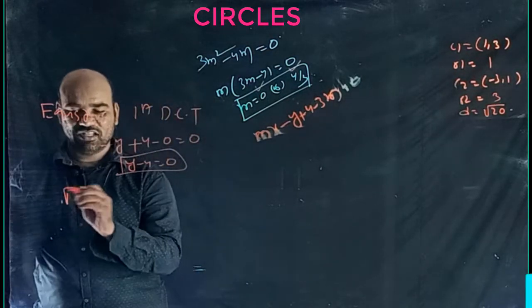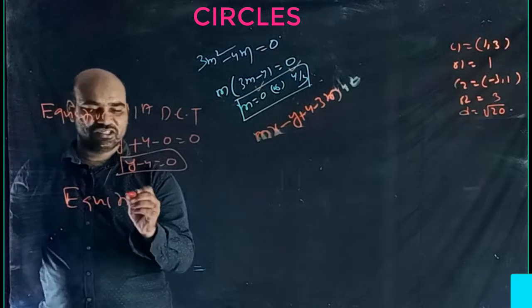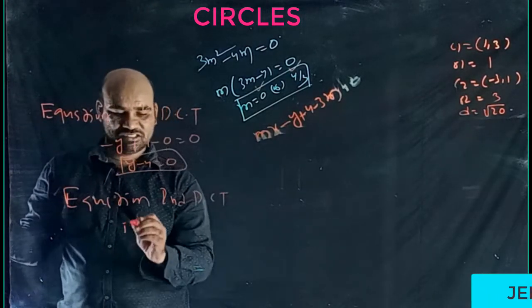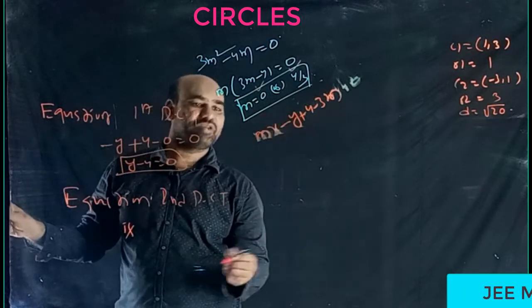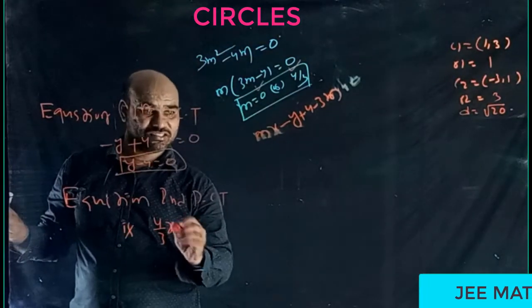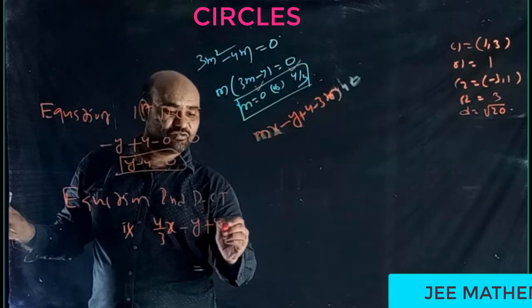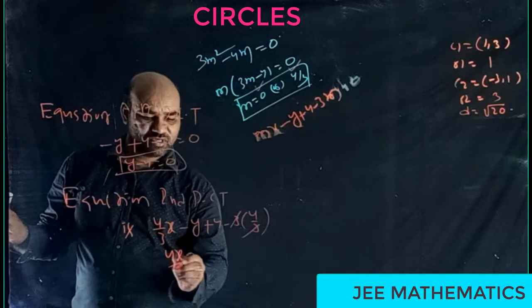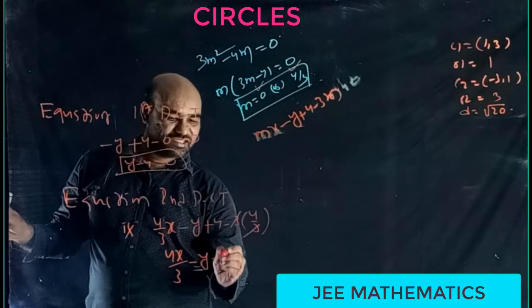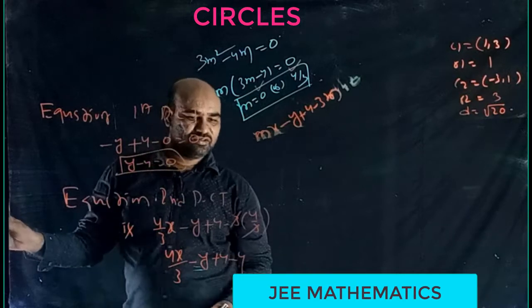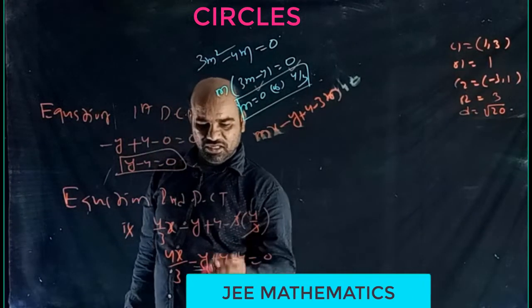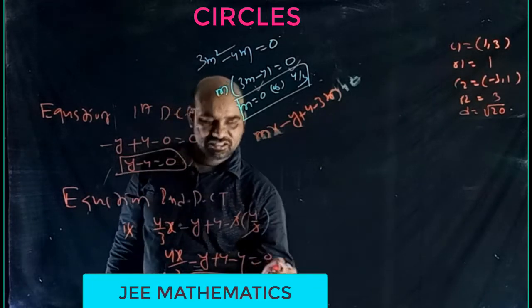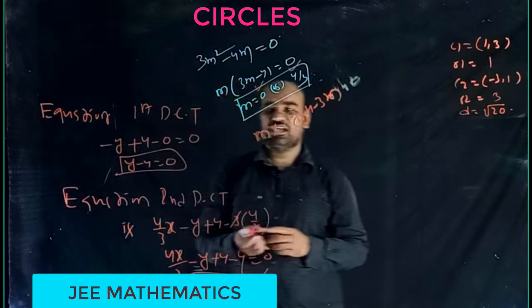Next, the equation of the second direct common tangent. Instead of m, we write 4/3. So 4/3 x minus y plus 4 minus 3 into 4/3; the 3s cancel, so 4x/3 minus y plus 4 minus 4 equals 0. These two cancel, then 4x minus 3y equals 0. This is the second equation of the direct common tangent.